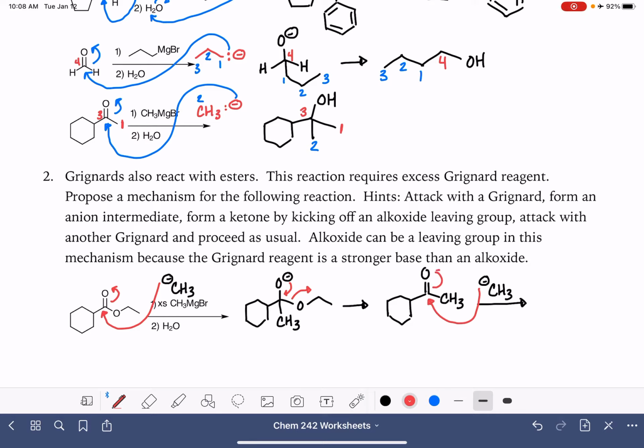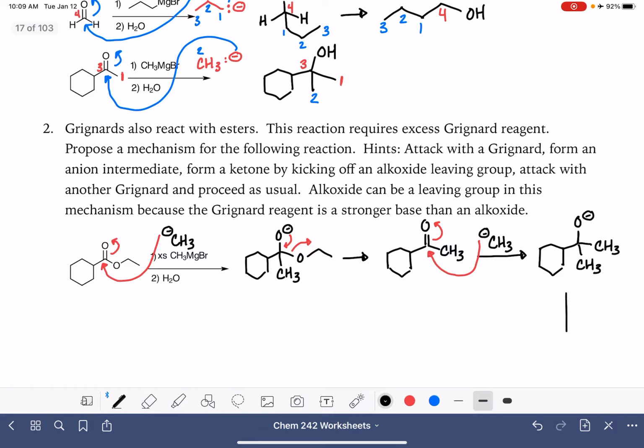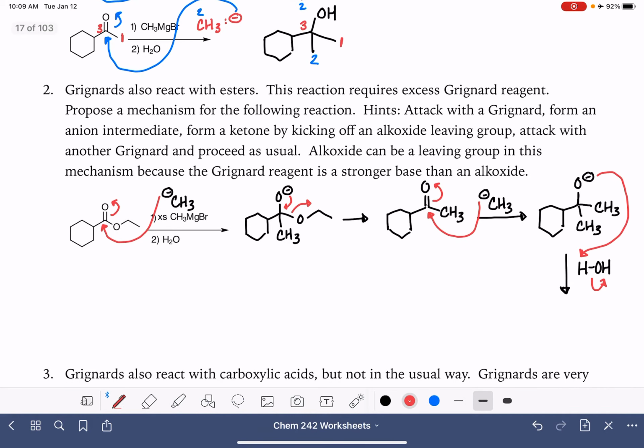Attacking again the same spot, the carbon-oxygen double bond. Open up that bond. Now we have added a second CH3 group, like that. And then the last thing that's going to happen, this is where we have the step 2 H2O. The negative charge on the oxygen grabs that hydrogen and finishes the reaction, giving us an alcohol.